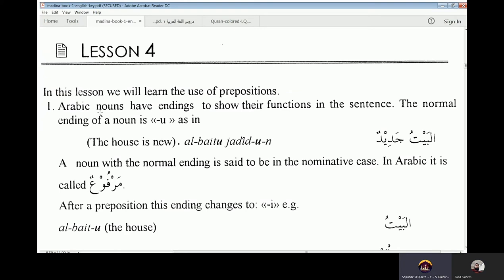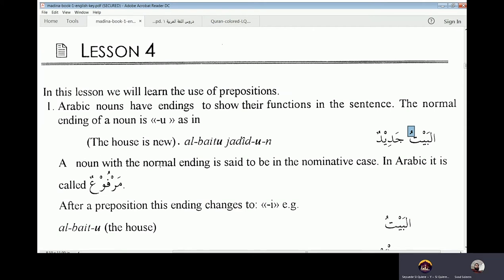Arabic nouns have endings to show their functions in the sentence. The normal ending of a noun is dhamma, as in "the house is new": Albaytu jadidun. A noun, the normal ending is dhamma.